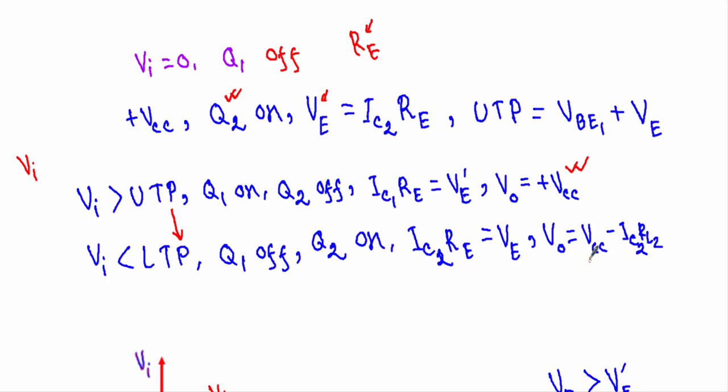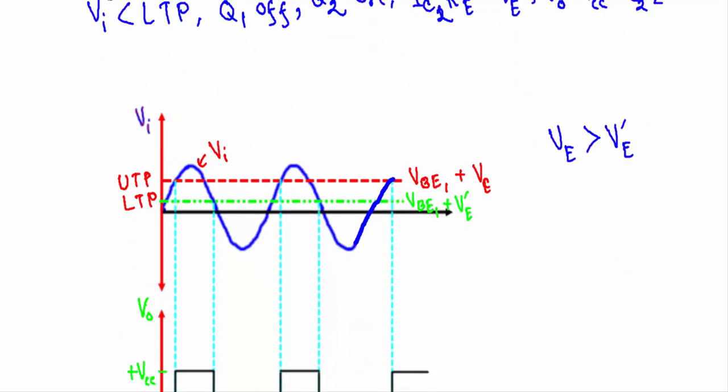This will create a voltage drop VE across our RE resistor, and you will see that there will be a shift again in the triggering point of the transistor. So when the input voltage is greater than UTP, our output voltage will be VCC, and when this input voltage crosses the UTP level, our reference level will have a transition from UTP to LTP. When the input voltage is less than LTP, our output voltage will be equal to VCC minus IC2 RL2. And now I will show you this property in the waveform.